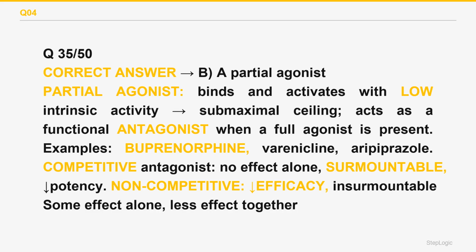The clinical examples make the concept concrete and are themselves examinable. Buprenorphine is a partial mu-opioid agonist used in opioid dependence precisely because its ceiling limits respiratory depression, while its receptor occupancy blocks full agonists. Varenicline does the same at nicotinic receptors for smoking cessation. Aripiprazole is a partial dopamine agonist. Choice D names a distinct category. An inverse agonist produces the opposite effect by stabilizing the inactive receptor state. If you see a drug with a ceiling that also blocks a full agonist, think partial agonist.